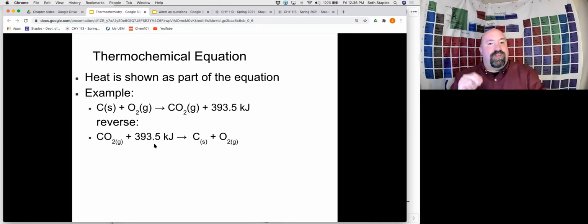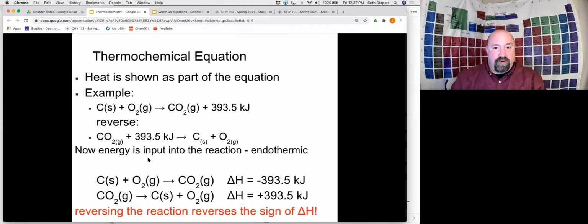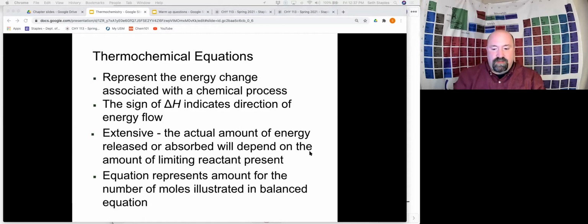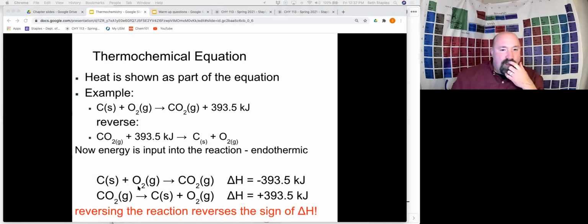What did we talk about with the sign involved in an endothermic process? Sign is positive, right? And so energy is input, making it endothermic, which we would then write down below. And so our reverse process here, CO2 going to carbon plus oxygen, so it's just our reverse reaction. Now delta H equals positive the same amount of energy.